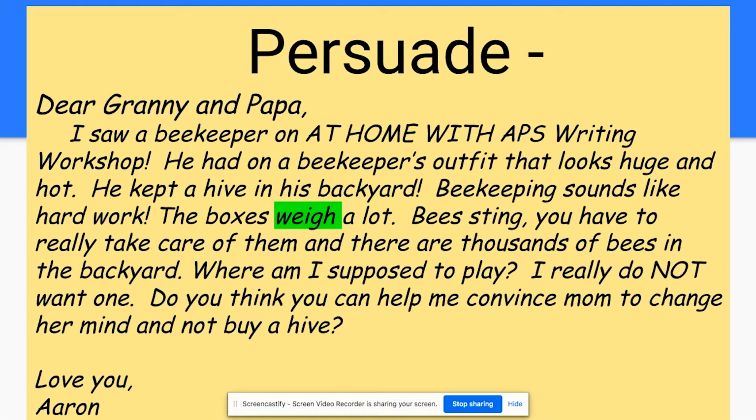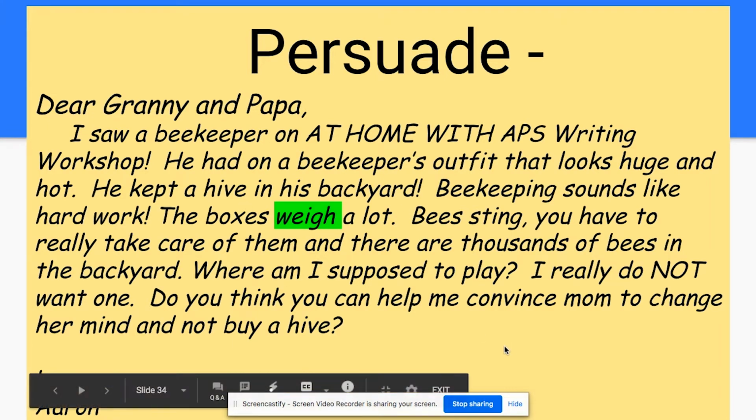In this example, it was negative. And in this one, he didn't want to have the hive in the backyard, and he added a little bit. We also made the correction of the word that was spelled wrong.